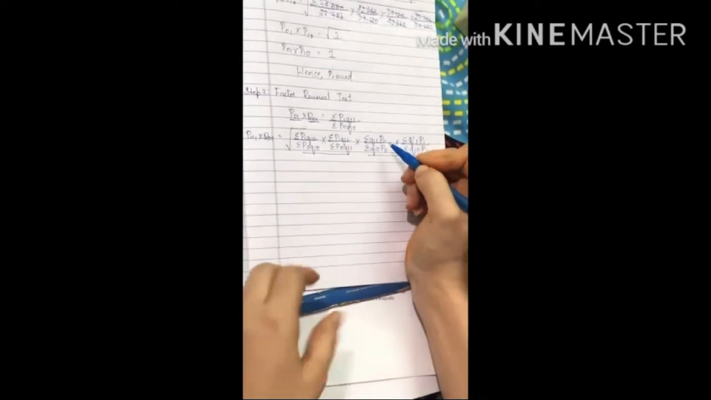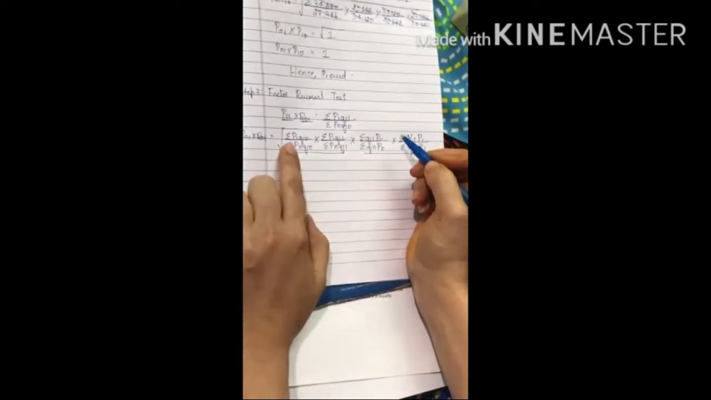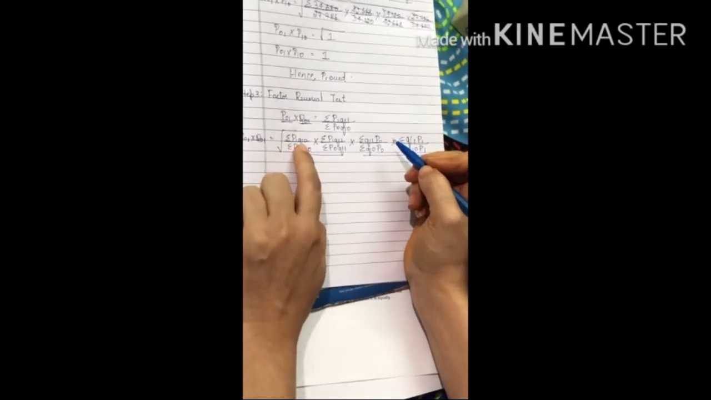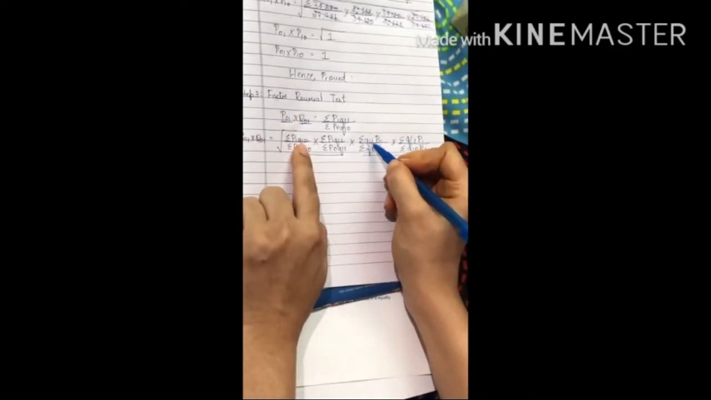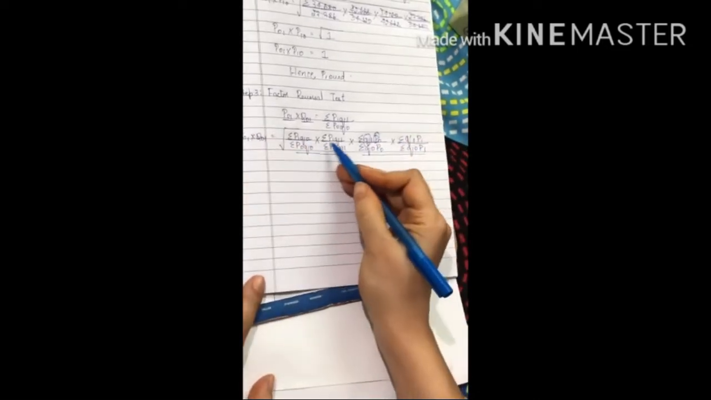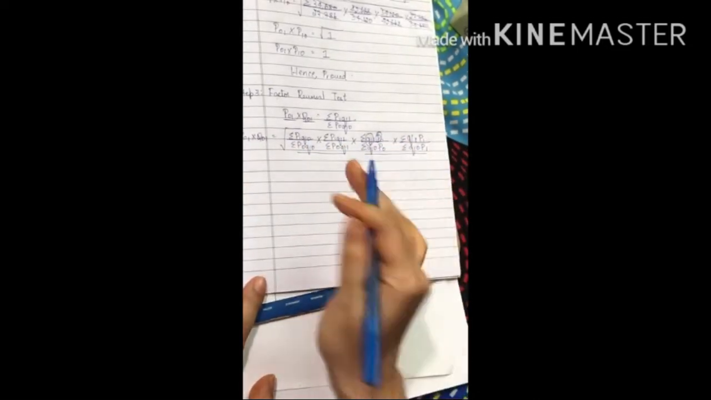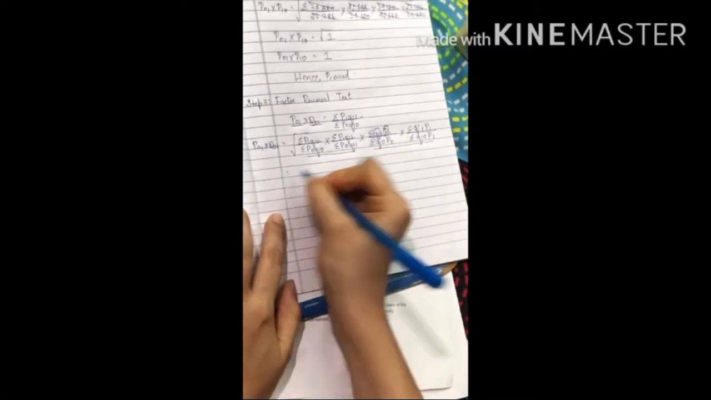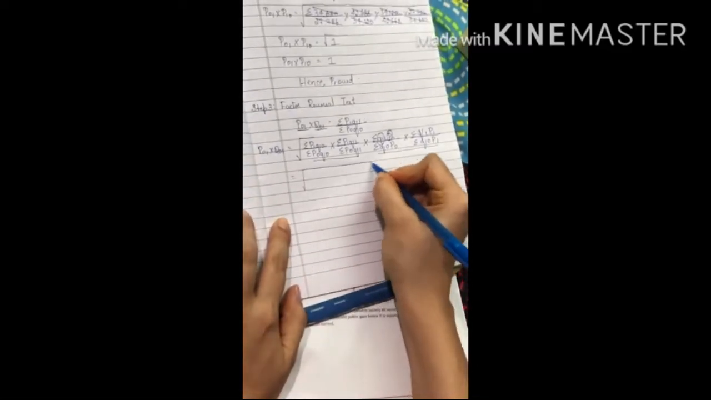I have just reversed the Q and P. See here it is sigma P1 Q0, I have written it sigma Q1 P0. So it's only the reversal of these alphabets. By reversing all those, I have written the formula here. Now I am writing the values.